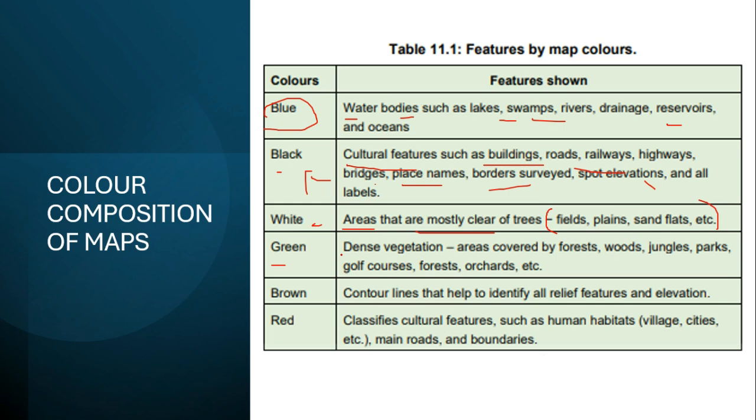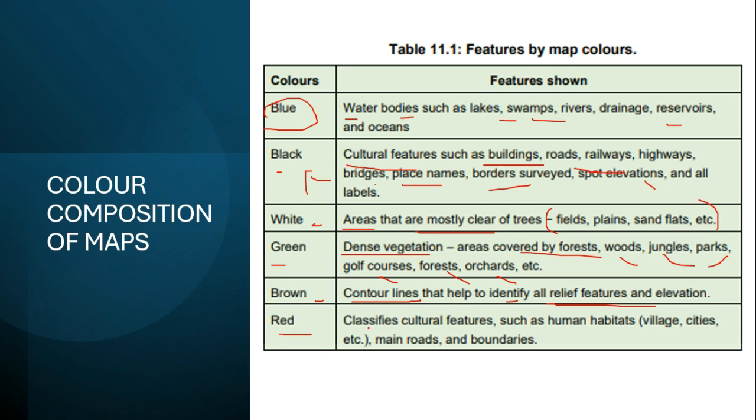Then we have green color. Green color is used for representation of dense vegetation like areas covered by forests, woods, jungles, parks, golf courses, or orchards. Then brown color is used for representation of contour lines so that we can identify all relief features and elevations.